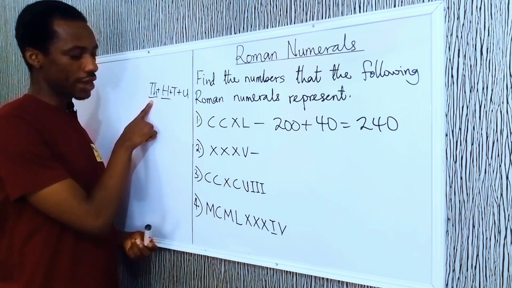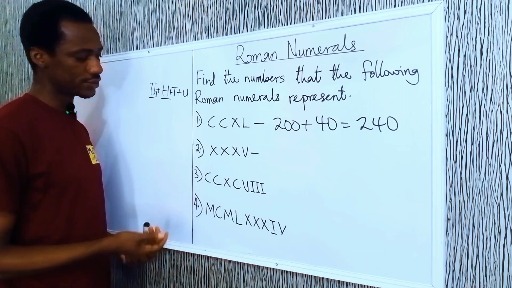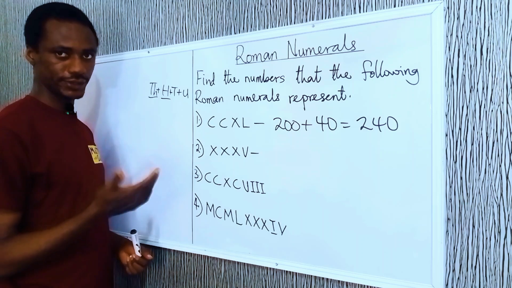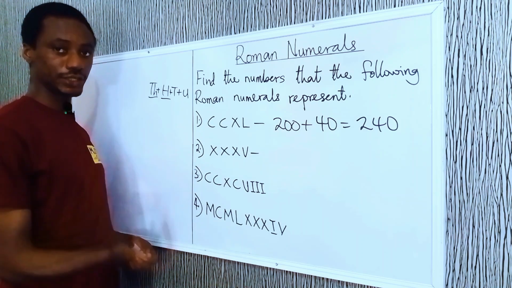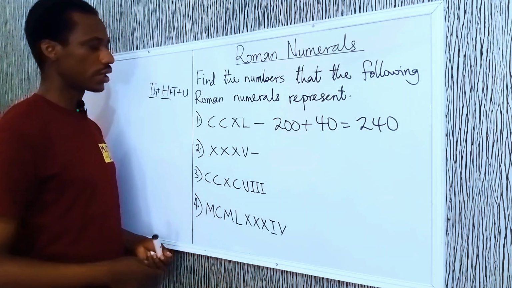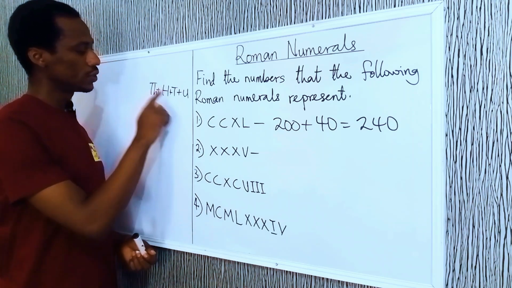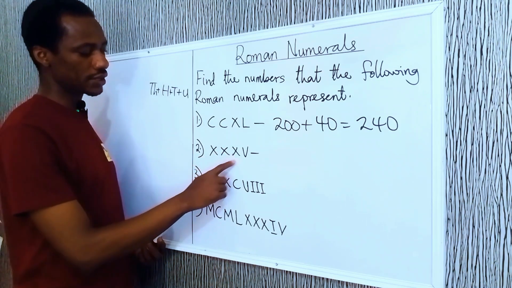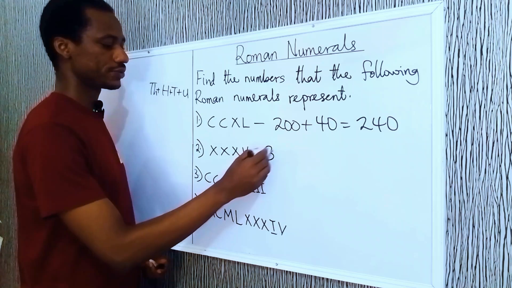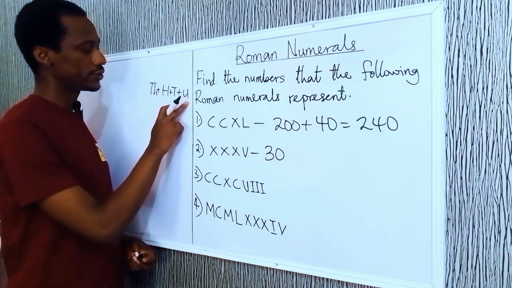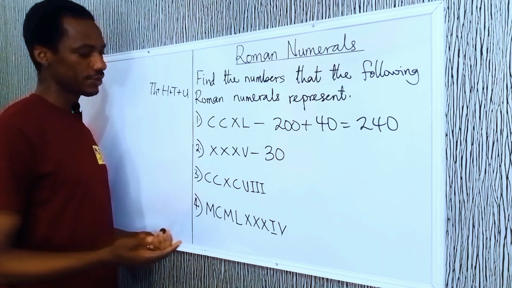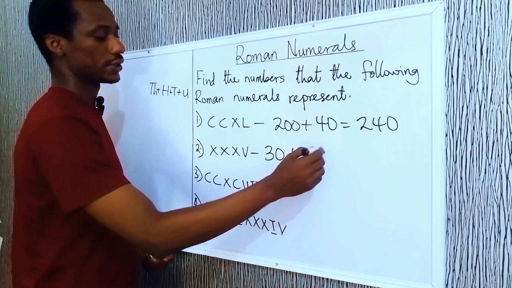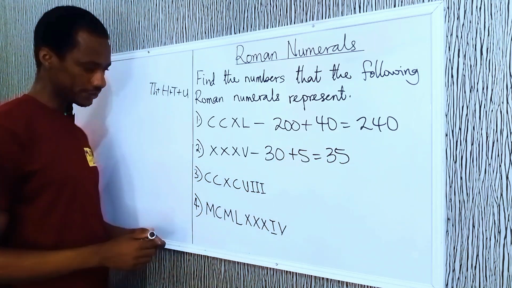We'll move to the next one. We'll check, is there 1000, 2000, 3000? None. 100: C, CC, CCC, CD, D, DC, DCC, none. Then we move to tens. X, XX is 20, XXX is 30. Now we can see XXX here, which is 30. And then units: 1, 2, 3, 4, 5, 6, 7, 8, 9. We see V here, which is 5. And that will be 35.